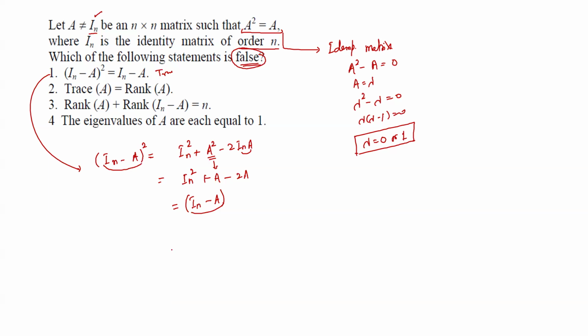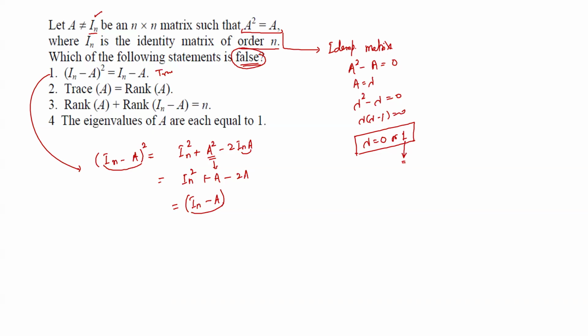Now, in the second option, they are talking about trace of A equal to rank of A. Trace of the matrix A is equal to rank of the matrix A. As a result, we know that the trace of the matrix is what? Sum of eigenvalues. In our case, sum of all those eigenvalues, which is 1.